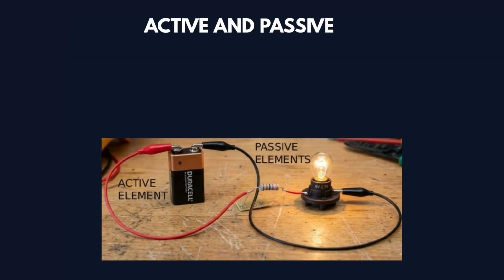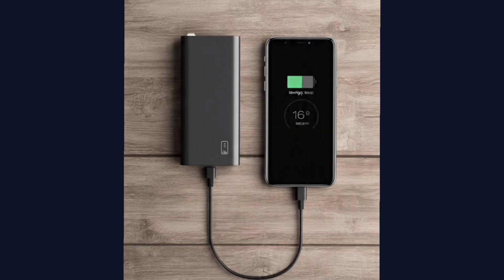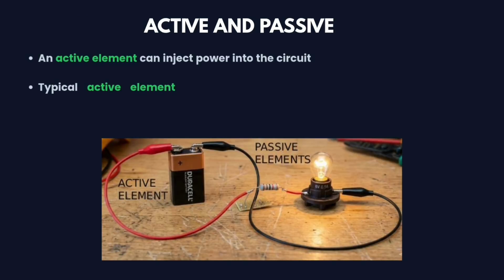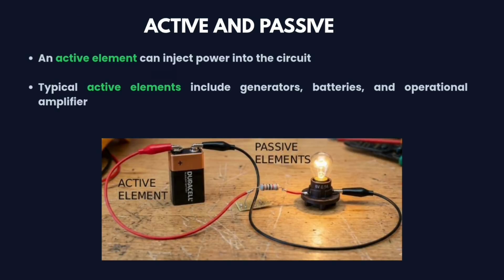Active and passive elements. An active element can inject power into the circuit, meaning it can supply energy to other elements. Think of a power bank charging a phone. It provides energy. Similarly, batteries, generators, and operational amplifiers provide energy to the circuit, so they are active elements.